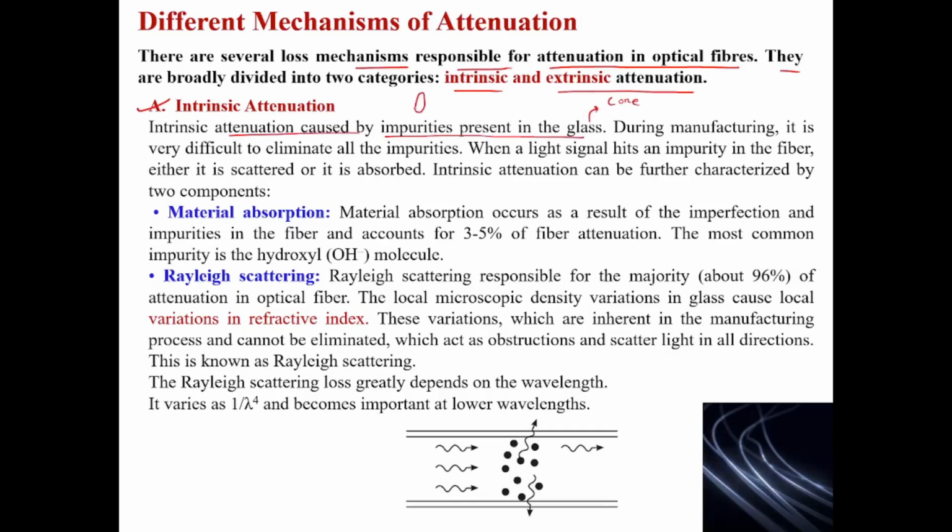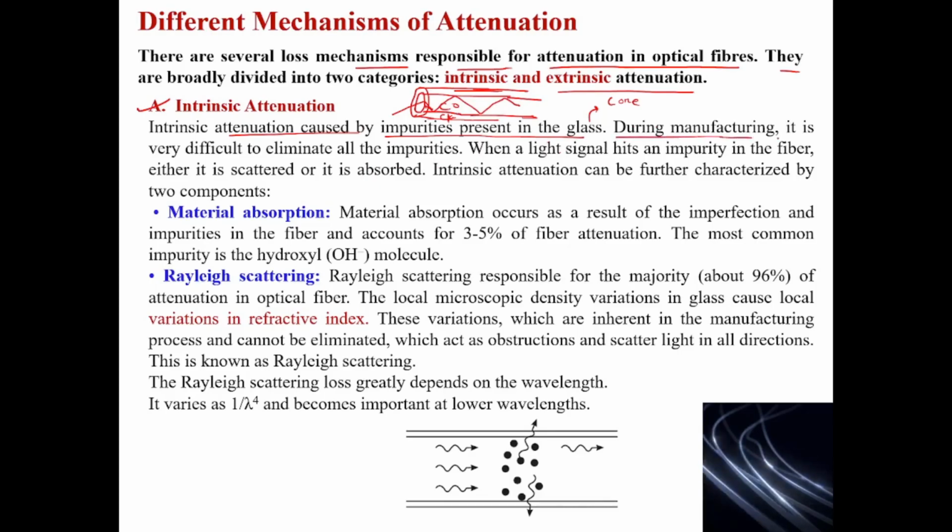We know an optical fiber is made up of core and clad. Clad is the outer part. So the inner part is your core and the outer part is your clad. The light signal propagating through the fiber means propagating through the core part. If an impurity is present in the core, then that impurity will cause attenuation. Here the same thing has been written.